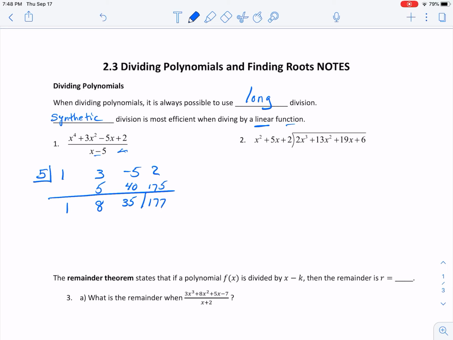That's the remainder. So when I get done, I have x squared plus 8x plus 35 plus 177 over x minus 5. It was not a factor. It didn't turn out nice.